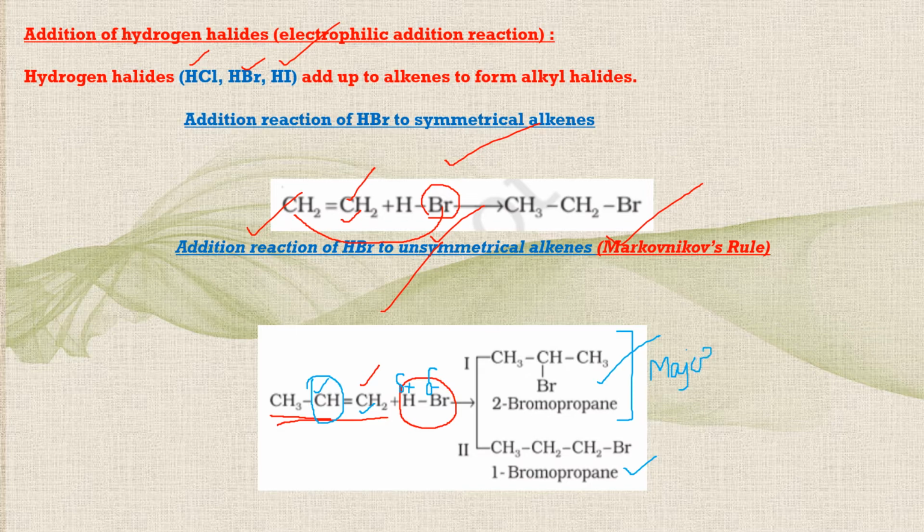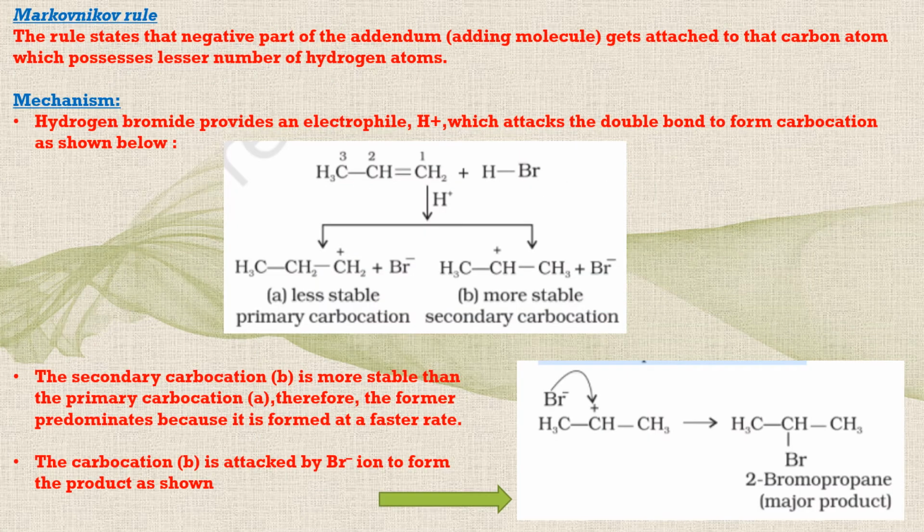Now we'll understand why this happens, why 2-bromopropane is the major product by its mechanism. And notice one more thing here. The addition of hydrogen halides is called electrophilic addition reaction. Electrophilic addition reaction means the electrophile, which is electron deficient, which is seeking electrons, will be attacking, and using that we will be predicting the product formed here.